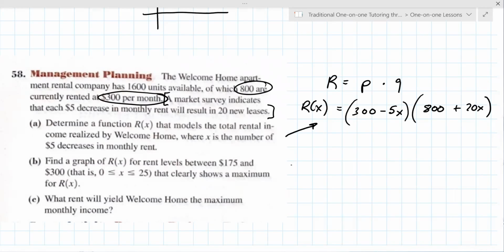All right, so part B, we're going to go to the calculator or Desmos. Do you have an opinion? Do you care? Let's just do Desmos. Okay, let me get that up, and I'll just snip in the graph when I'm all done here. When you're using Desmos, you do not have to multiply out. You can enter 300 minus 5x times 800 plus 20x. They're trying to help you out here by telling you the x values, go from 0 to 25.